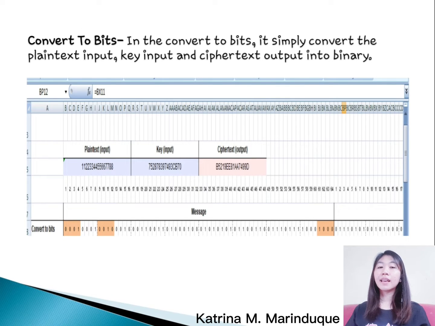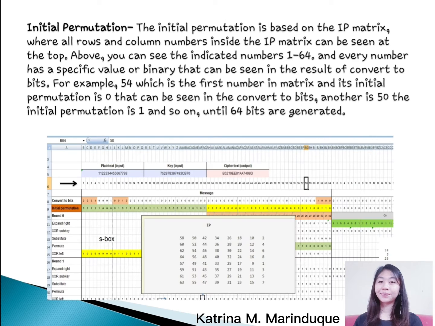Convert to bits. In the convert to bits, it simply converts the plaintext input, the key input, and the ciphertext output into binary. So for example, 1. What is the binary of 1? It is 0001. How about 2? The binary of 2 is 0010, and so on. So that would be the result in the convert to bits.